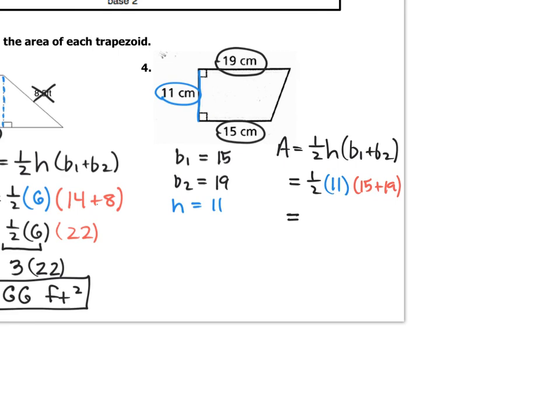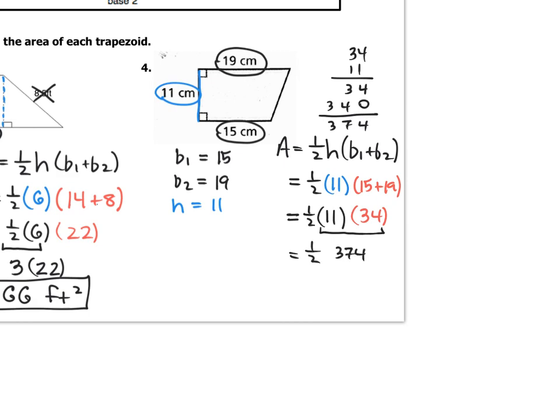I need to figure out 15 plus 19 first. 15 plus 19 is 34. So this is 1/2 times 11 times 34. I'm going to multiply 11 times 34 first here. So 11 times 34 is going to give me 374. So this is 1/2 times 374.